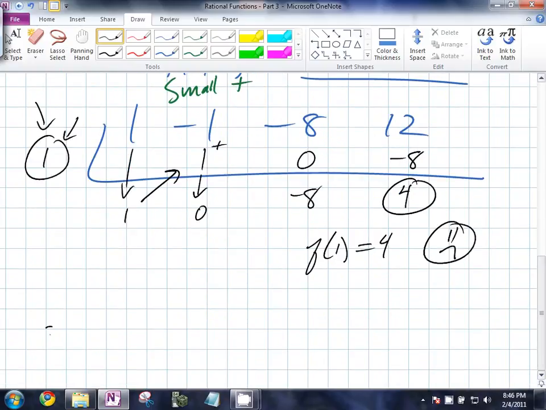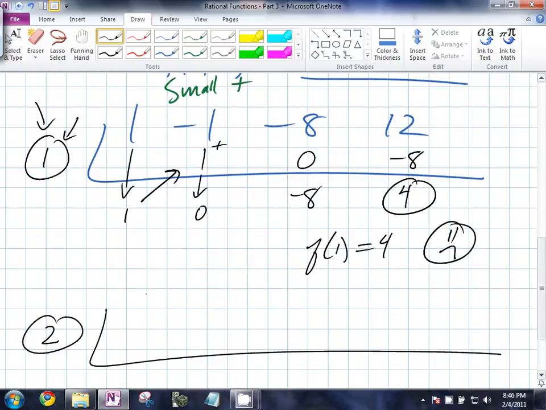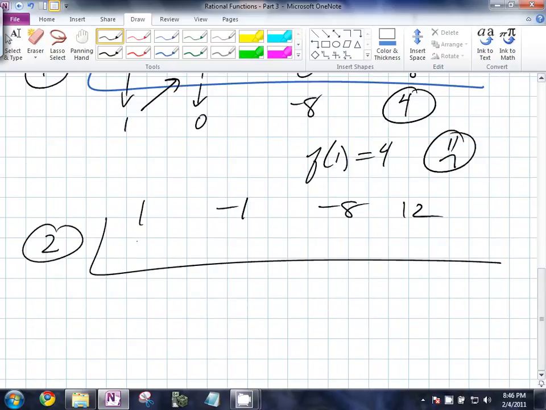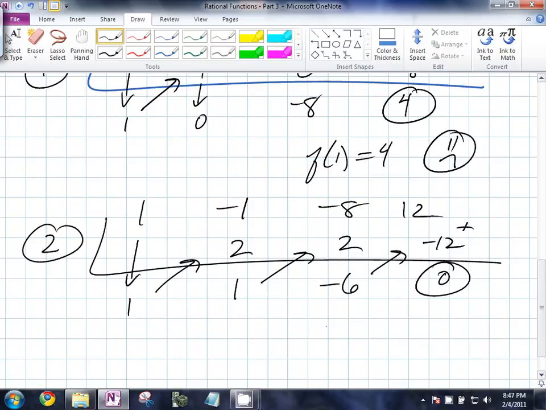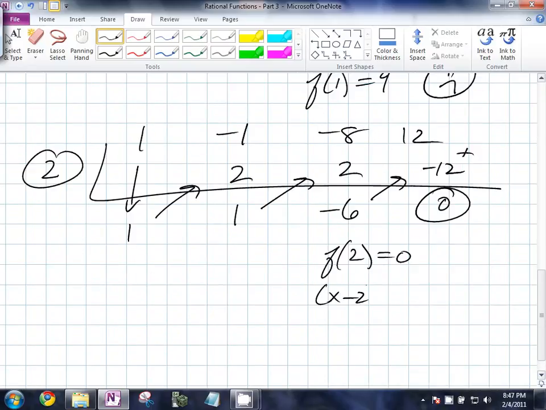our next target, 2. 1, -1, -8, and 12 stay the same. Drop down the 1 like always. Kick this up, and we get times 2, 2, 1. Multiply again by 2, you get 2, -6, and you add, multiply by 2, -12, add, and you get 0. Oh, that's great, because now we know that f of 2 is 0, which tells us that x minus 2 is a factor. What's even more special is that the other part that's left is right there.